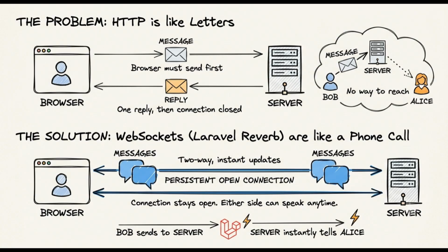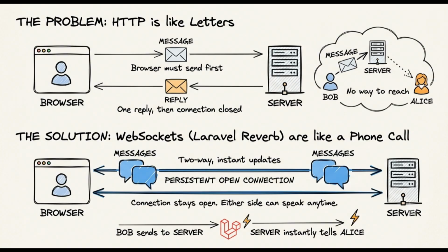Before we install anything, let's be really clear about the problem we're solving, because it shapes everything we build. Normal web traffic, HTTP, works like sending letters. The browser writes a request, mails it to the server, the server writes one reply, and the conversation is over. Crucially, the server can never send the first letter. It can only ever answer. So when Bob sends Alice a message, the server knows, but Alice's browser has no way to hear about it. It hasn't asked.